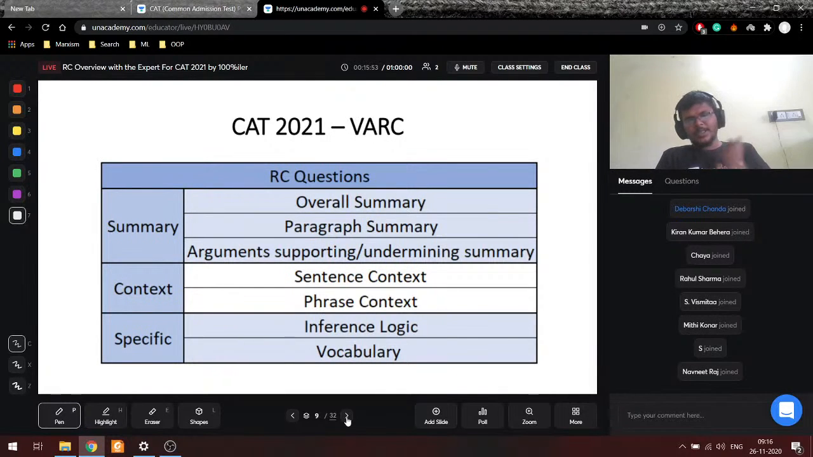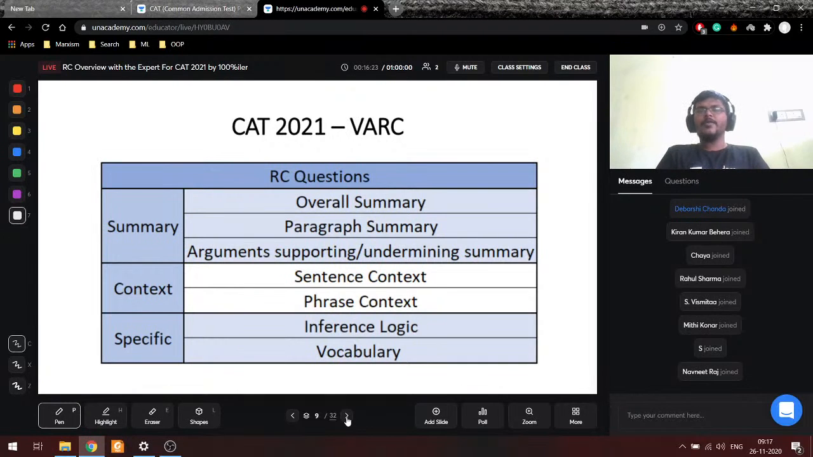The last one is specific. First is inference logic. Inference logic means that a particular argument from the passage will be given to you, and then you would have to work out how the author has inferred it. So very particular argument-based inferences are to be assessed by you in this section. It's very specific compared to the summary and context parts, which generally deal with a broader vision.